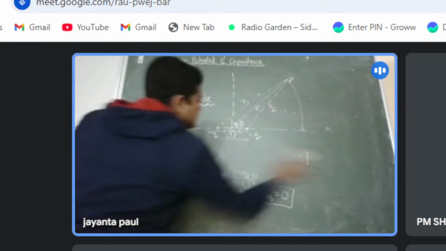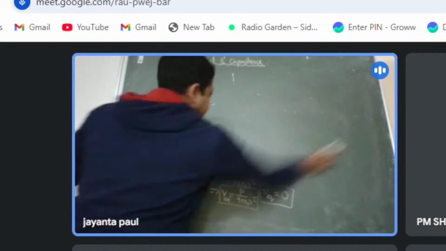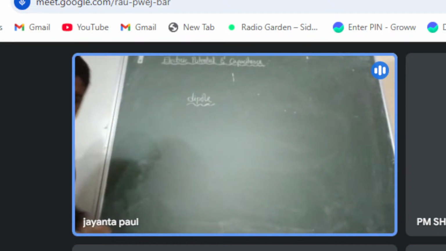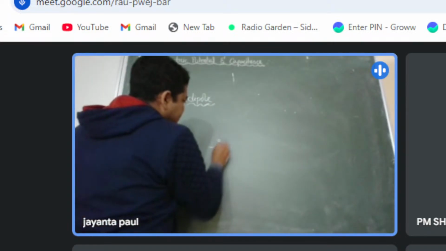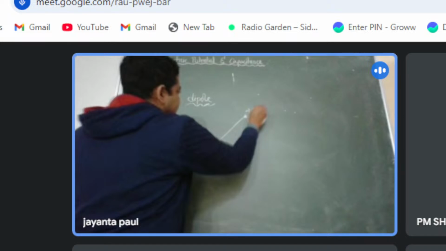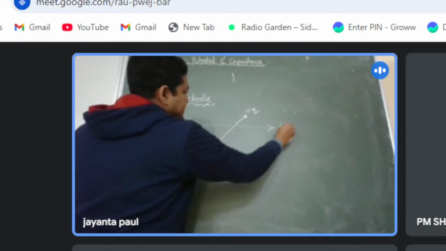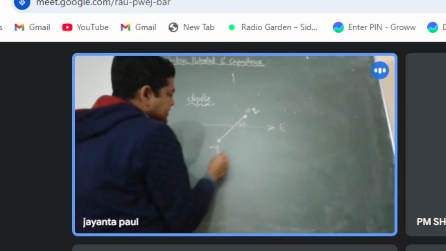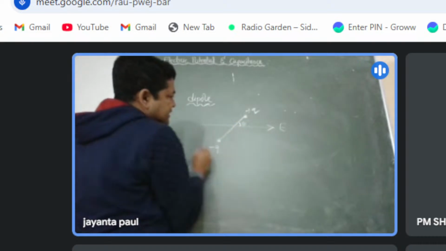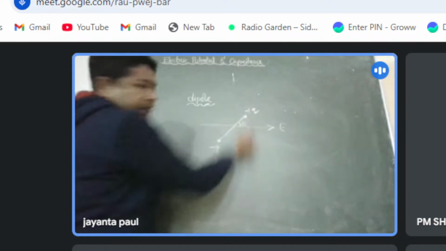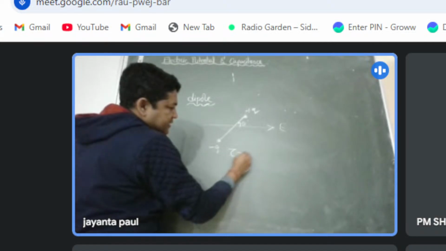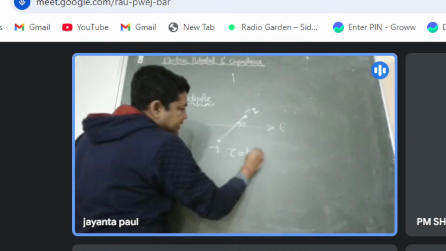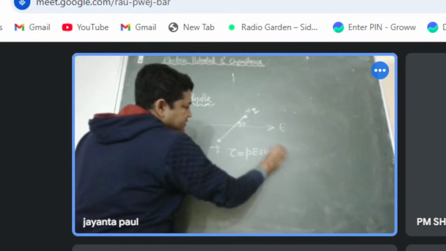Next, yesterday one topic I taught you: when an electric dipole is placed in an electric field by making an angle theta. Suppose the dipole moment makes an angle theta. This is the direction of dipole moment which makes an angle theta. So the torque acting was PE sin theta.